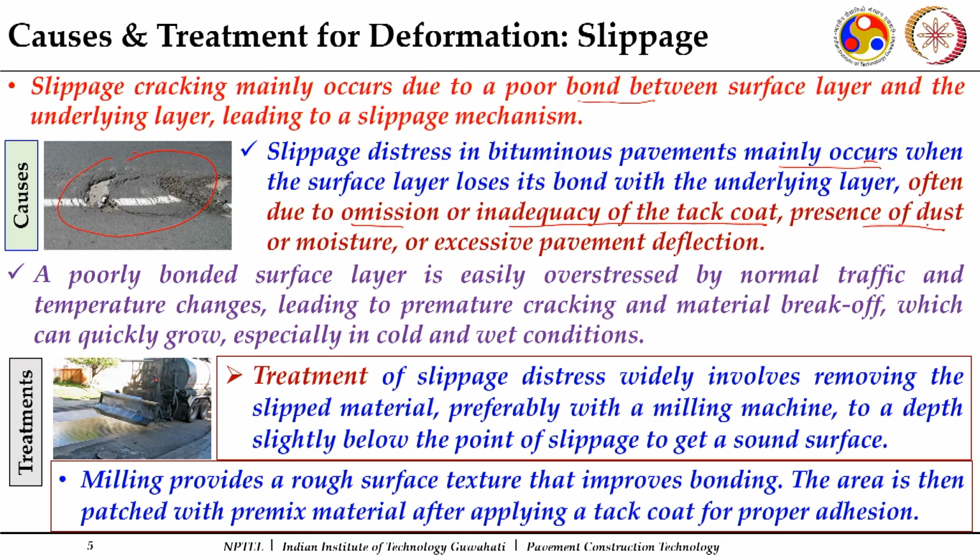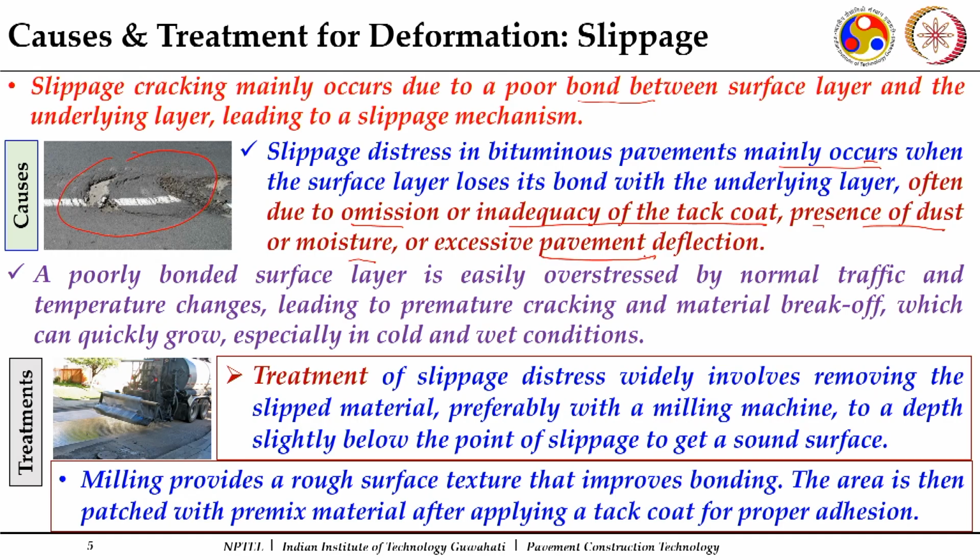Or while we do a construction over an existing bituminous layer, it is always advisable and recommended that the existing base be prepared. That is, any deleterious substances have to be cleared, all dust has to be removed, and then we go for an application of a tack coat followed by the overlay. If there is a presence of dust or moisture, then possibly you will not have a good bond of the overlay with your underlying layer. And if there are thin overlays and excessive deflections, because the structure may be weak, then also the possibility of slippage may arise.